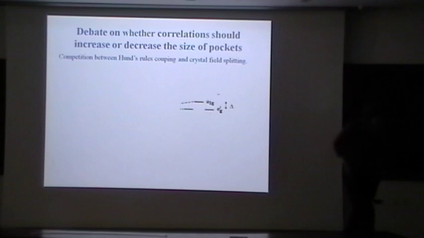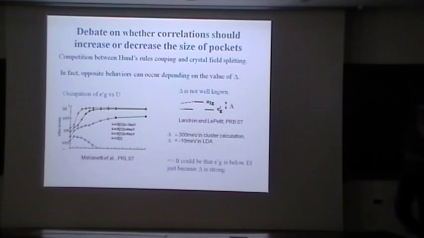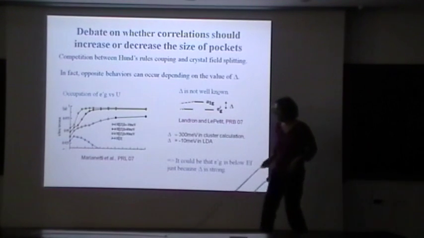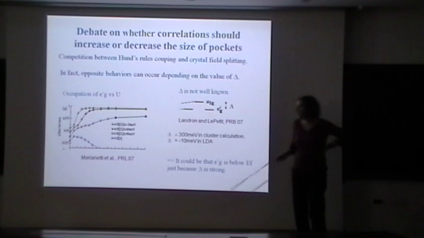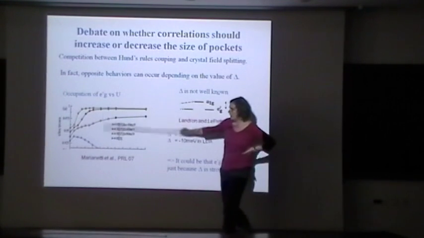And so at the beginning there were some conflicting theoretical results. Some said the correlation should increase the size of the pocket, some said it should decrease the size of the pockets. And I think it was clarified by this study by Nicky, Barcolet and others, which understood that it all depends on the value of the delta you are starting with.